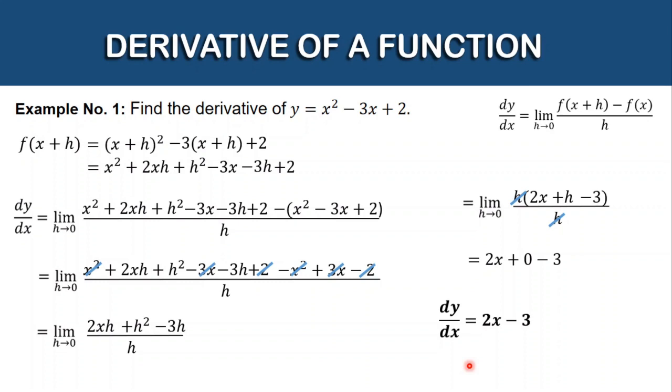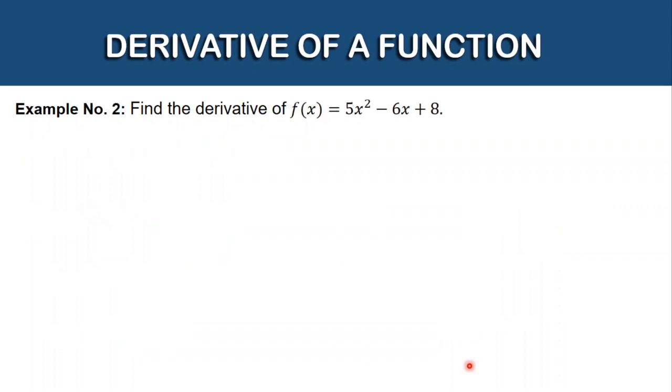Let's answer our example number 2. Find the derivative of the function f of x equals 5x squared minus 6x plus 8. So, the formula that we're gonna be using is this. Napalitan lang siya ng ganitong symbol. This is the first derivative of the function. So, kung y yung nandito, this is dy over dx. So, if we have f of x, we're going to have this symbol.